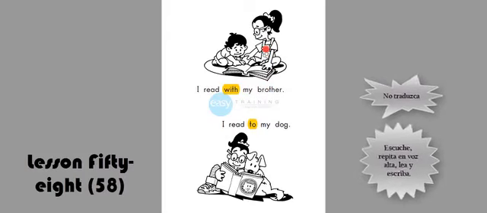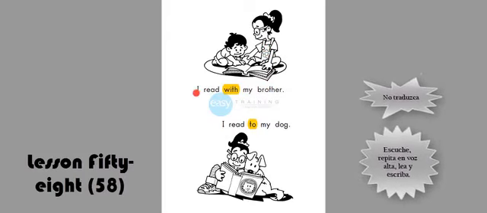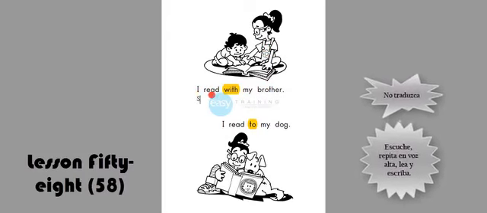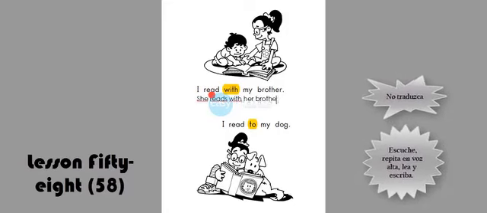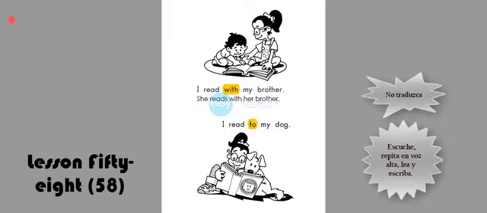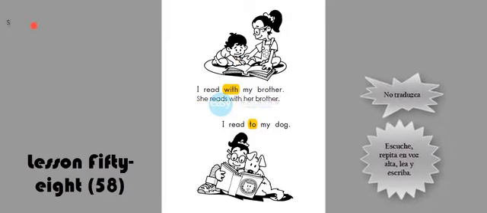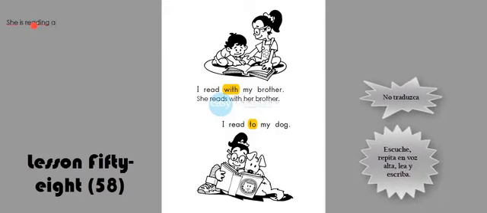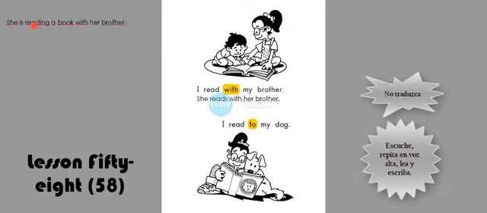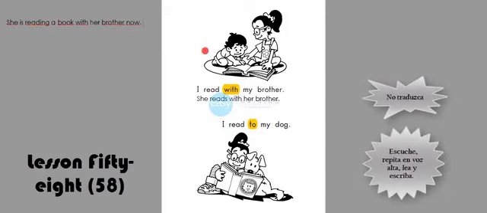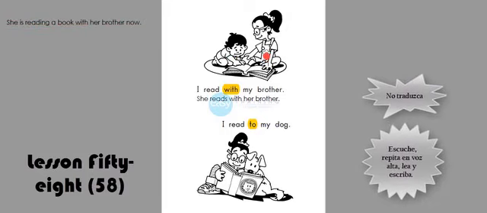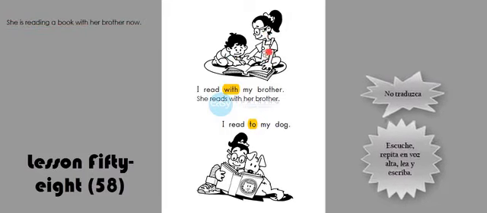She reads with her brother. She is reading a book with her brother. She is reading a book with her brother now. Now, in this picture, we can see she is reading a book with her brother now.